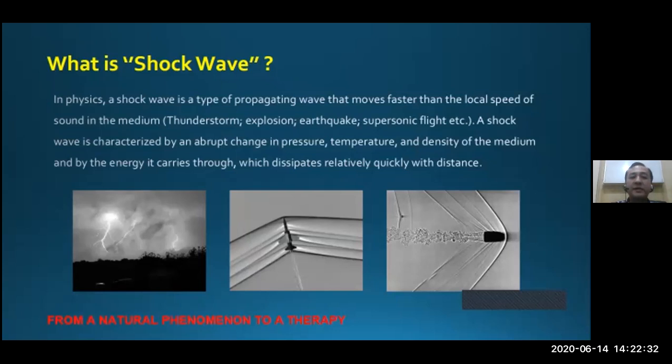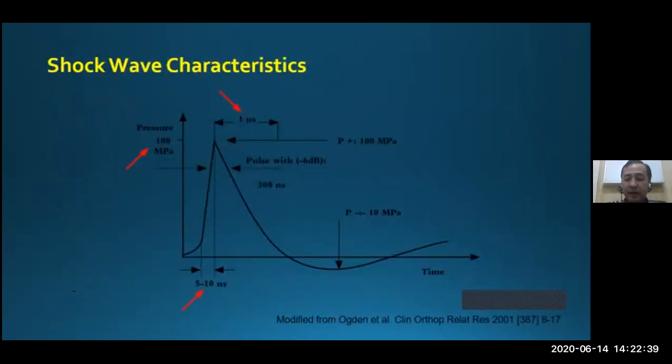So this is the shockwave characteristic. We can see there is an abrupt rise of the wave, going to the peak with a pressure of 100 MPa, in a very short time of around 5 to 10 nanoseconds, and then it goes down to the bottom, also in a short time. This is the characteristic of the shockwave. It's a bit different from other waves.